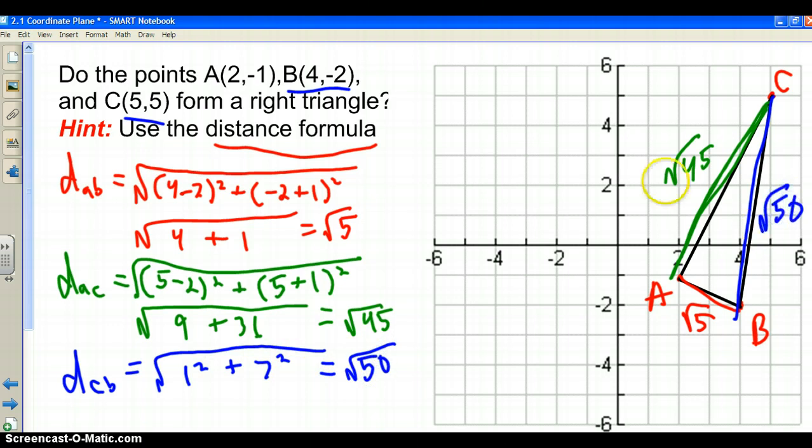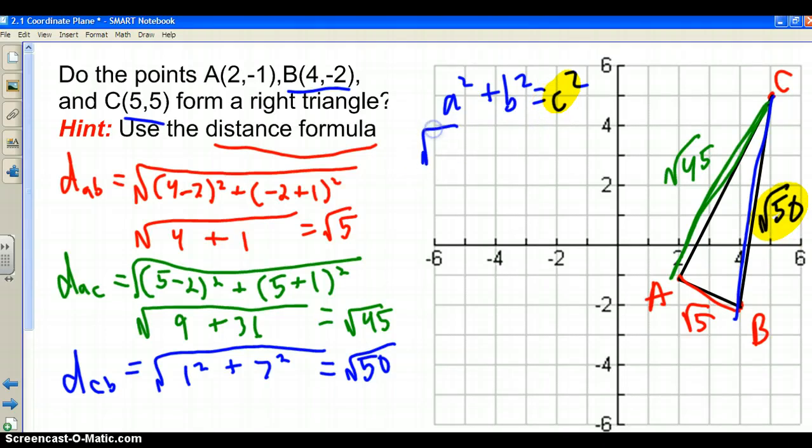Now I know all 3 sides, but that doesn't prove anything yet. What we really need to do is apply the Pythagorean theorem: A squared plus B squared equals C squared. If I plug in these 3 values and it makes that statement true, then I have proven this is in fact a right triangle. So I know that this one has to be C if it is in fact a right triangle, because it's the biggest side. C is always the biggest.